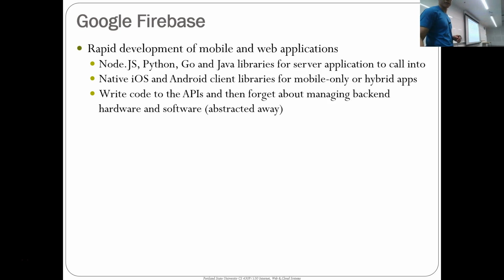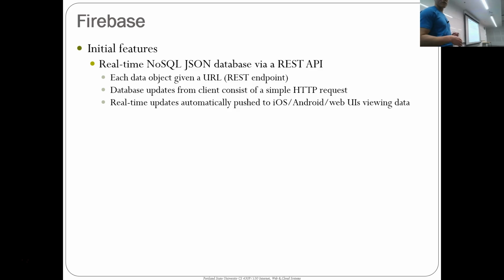It's all abstracted away. Okay, so Firebase initially just had this real-time NoSQL JSON database via a REST API. Every data in your backend has a URL associated with it. And then that's the URL you publish and subscribe on. And if you can think about Slack, every single message in Slack has a unique identifier. And then every channel has a unique identifier. And then changes to that identifier are updated in real time as sort of push notifications.